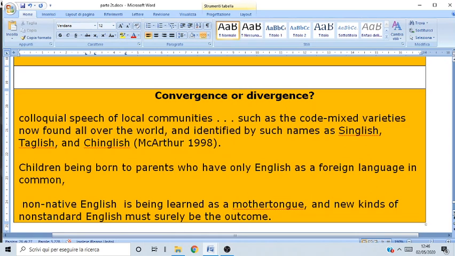Can you define them English? No. Can you define them local variety? No. It's something new, okay?